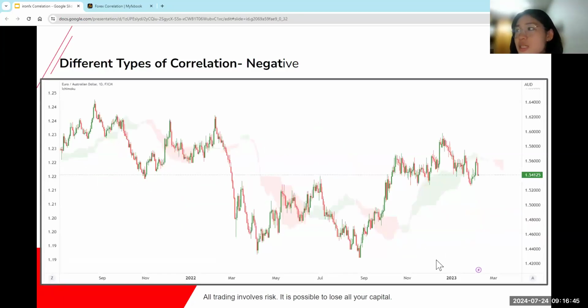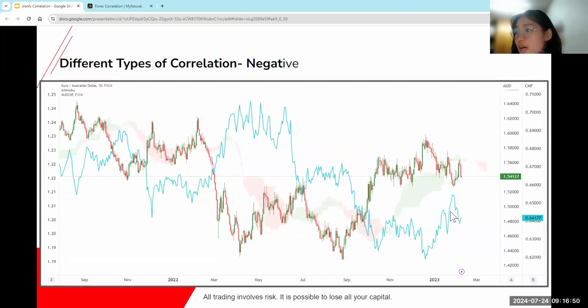So you can kind of see the prices changing. Okay, and if you compare it on the same tool, same chart, you can see it a lot clearer. So when prices are dropping on our Euro Aus, we see the opposite effect on our Aus franc.